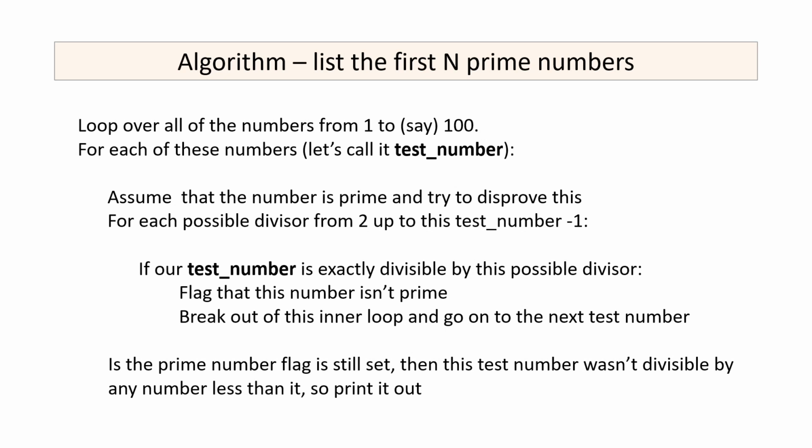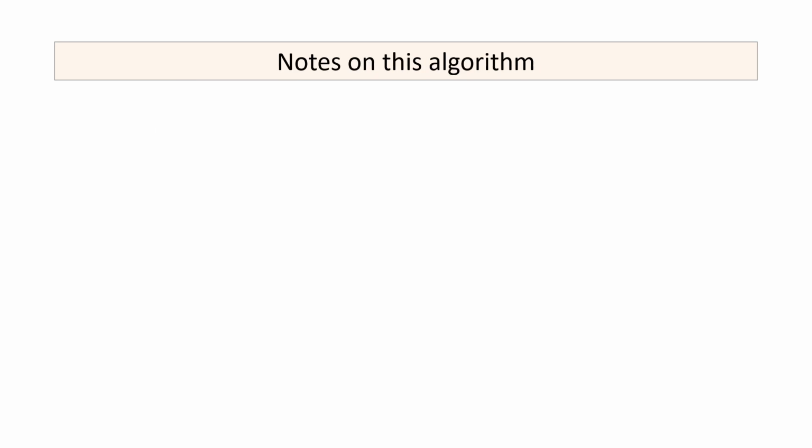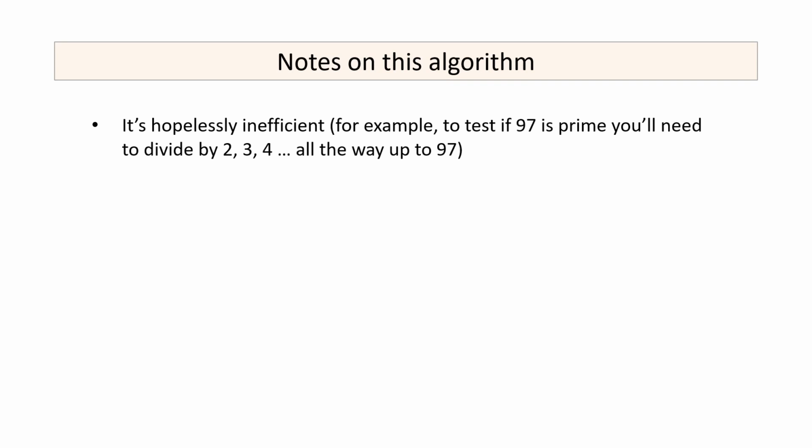Now, I have a few notes to make about this algorithm, 3 in fact. The first one is that it's ridiculously inefficient. For example, if you're testing 97, which is the highest prime less than 100, you only really need to test whether it's divisible by numbers from 1 up to its square root. There's no point testing any further, and there's lots of other improvements to prime number generating algorithms you can make.